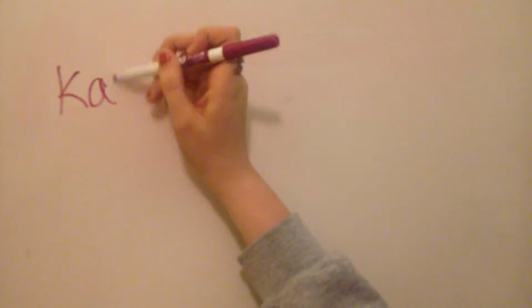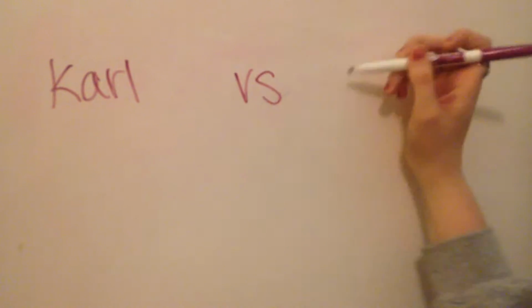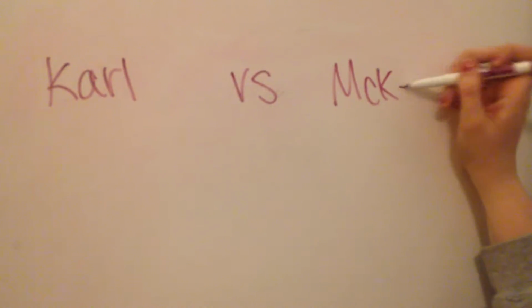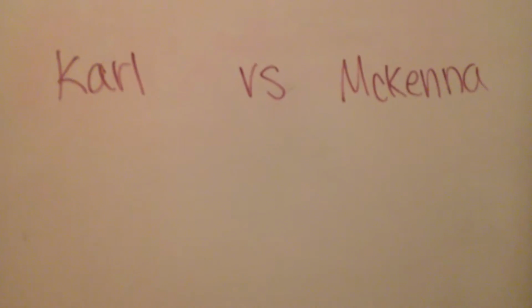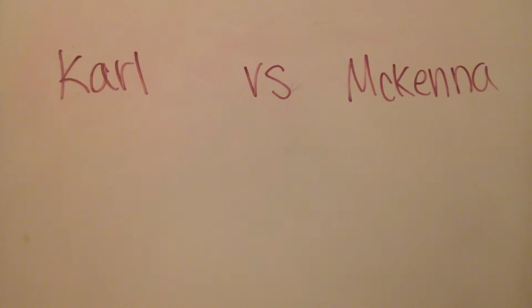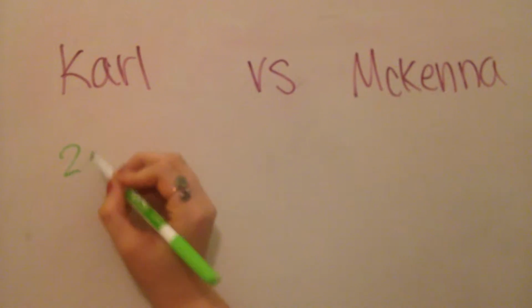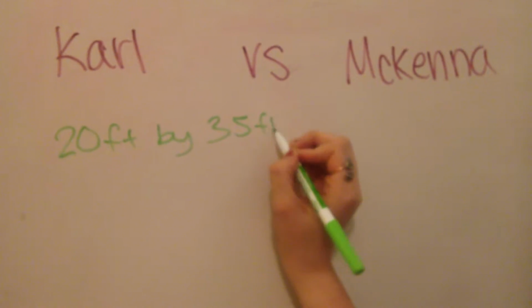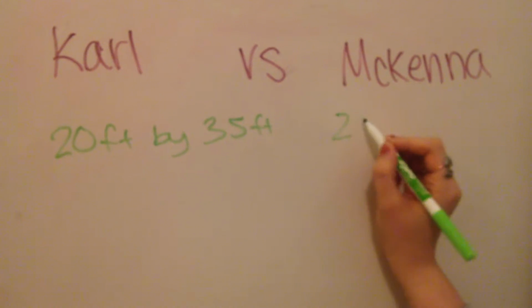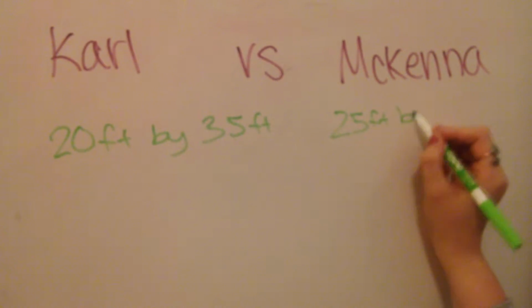Today, I will be looking at Karl and McKenna's vegetable gardens to determine which one has the larger area and how much larger it is. So we're looking at Karl versus McKenna. I'm going to look first at the length and width of their vegetable gardens. Karl's is 20 feet by 35 feet, and McKenna's is 25 feet by 30 feet.